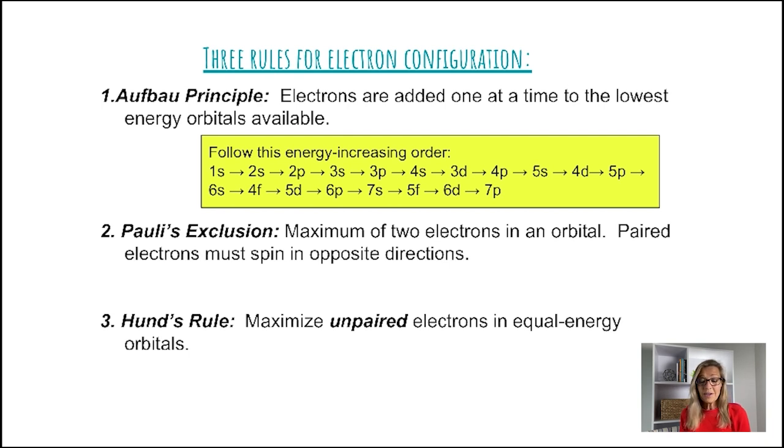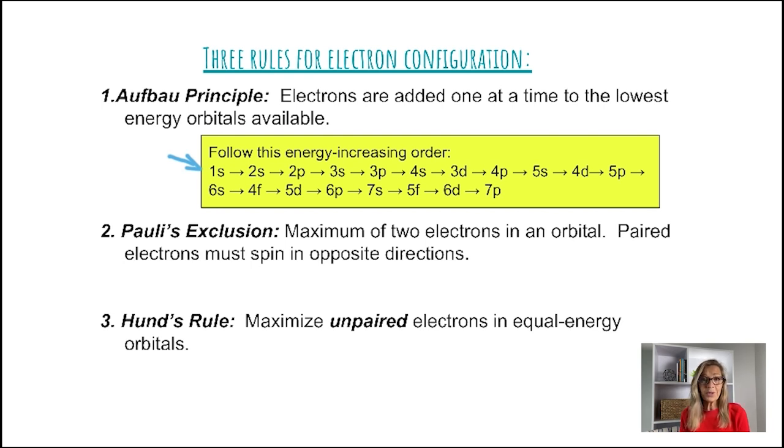So there are 3 rules that we need to know for electron configuration. First is Aufbau, and this is a rule of starting to add electrons at the lowest energy level available. And so what that means is always start at 1s. Remember, that's our lowest energy level. And then we're going to start filling those energy levels as we go on up through that progression.